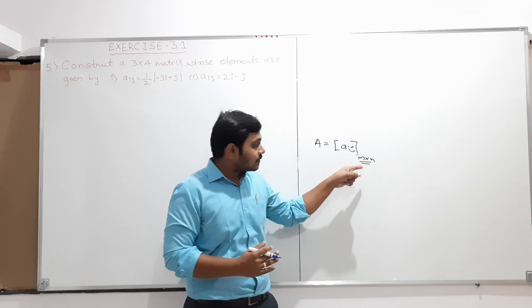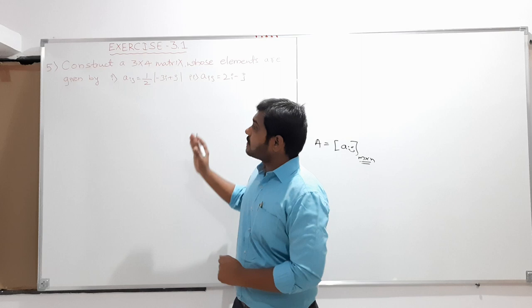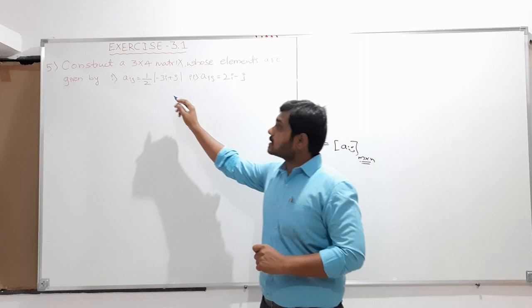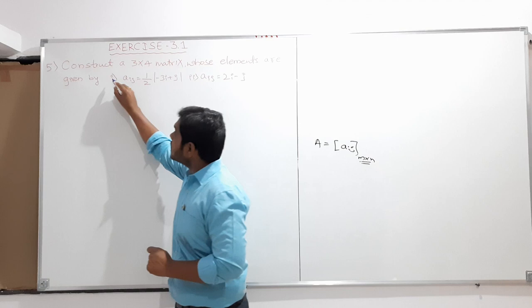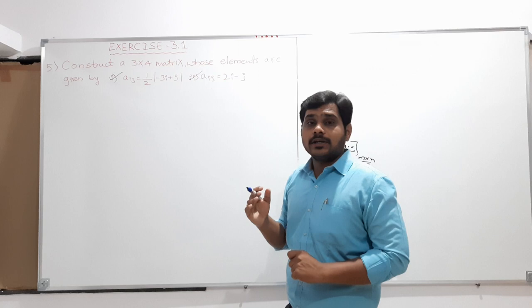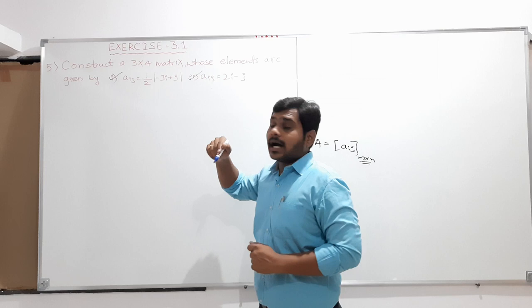And next students, in the previous videos we discussed exercise number 3.1. In that, the fifth question was: construct a 3 cross 4 matrix whose elements are given by a certain rule. This is the first question and this is the second question we discussed. I already discussed that in the previous video and gave you this as homework. Some of you may have solved it, or some of you may be confused. Therefore, in this video, I am going to discuss this question.